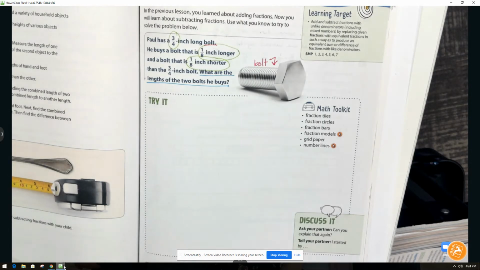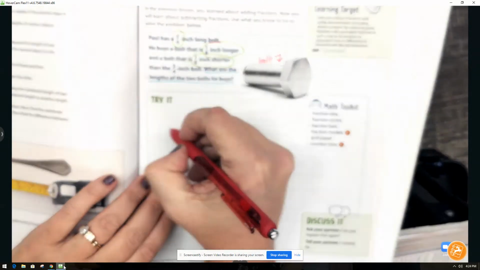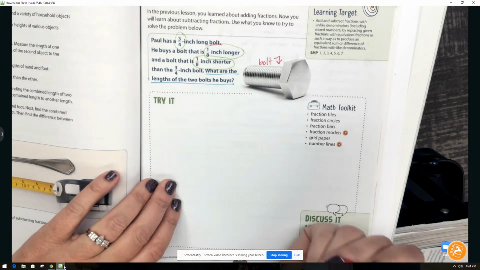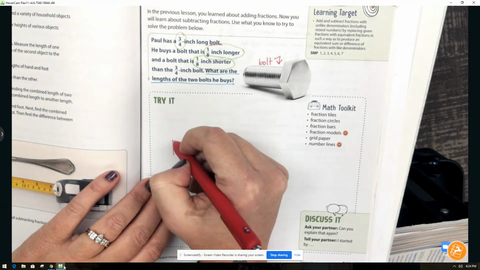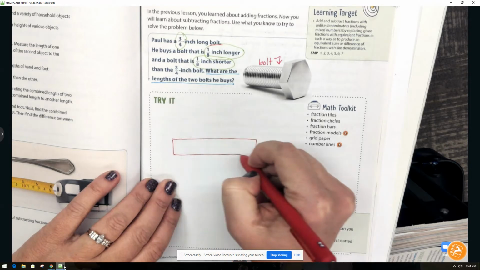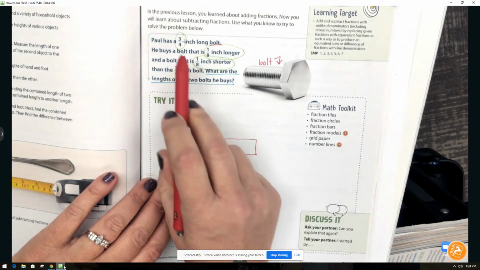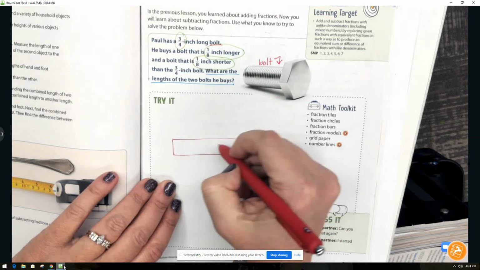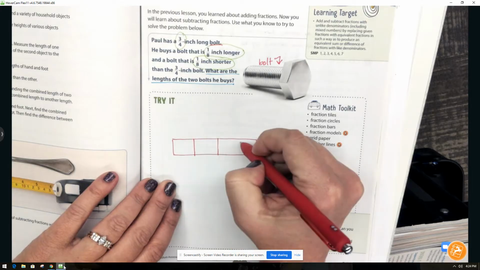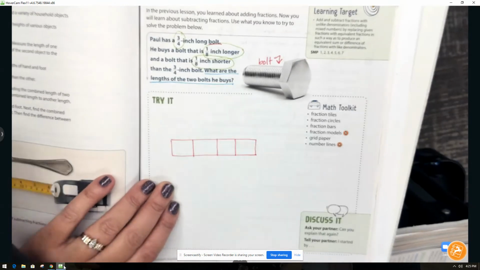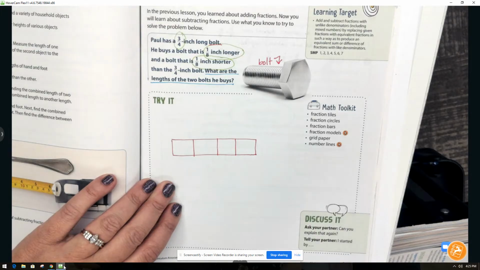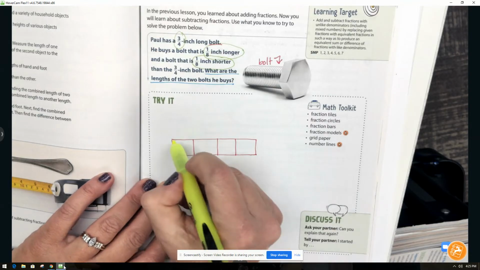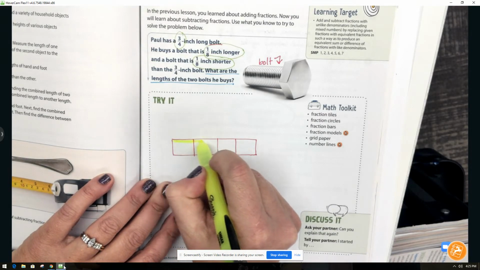Okay. So if it were me, what I would do first is draw a picture today. I'm going to use almost like a bar graph today. So I'm going to draw this bar graph. Now, we know that the bolt is 3/4 of an inch long, this bolt. So we need to break our bar graph into fourths. And then we're going to shade in how many fourths? We're going to shade in 3/4 because the bolt is 3/4 long.